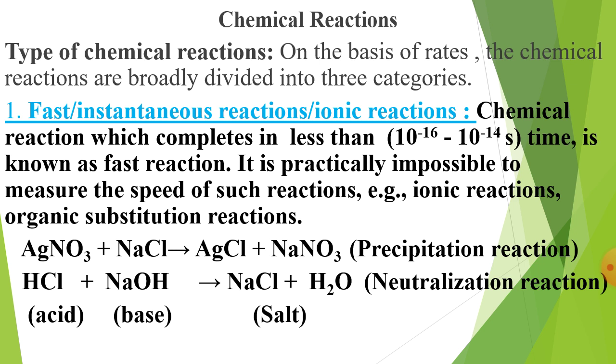Some examples are given here. When NaCl and AgNO3 are brought together, it will give the precipitate of AgCl and also liberate NaNO3. This reaction is also known as a double displacement reaction. Since here a precipitate is formed of AgCl, that's why the reaction is also known as a precipitation reaction.